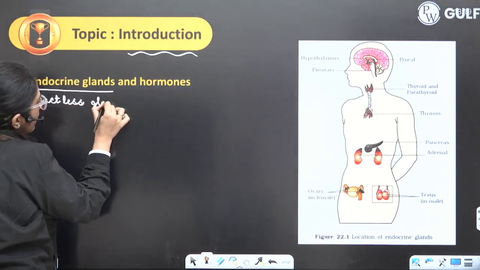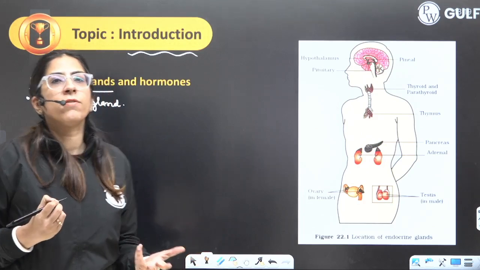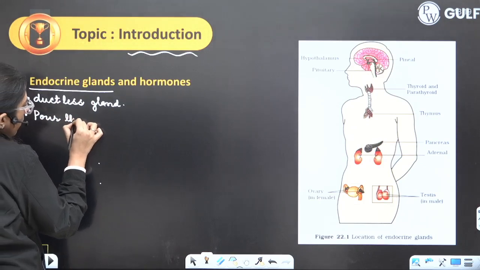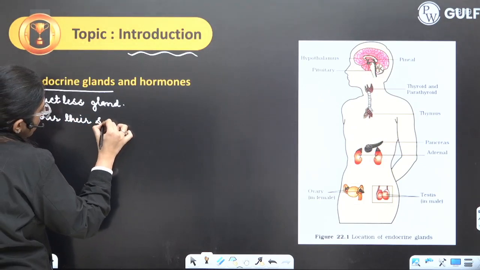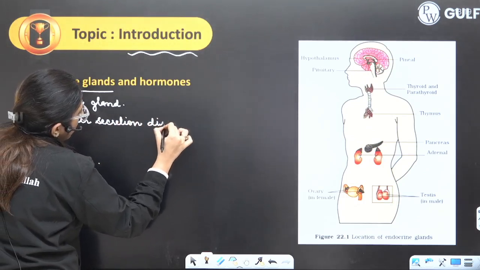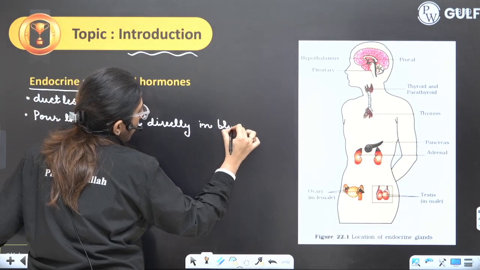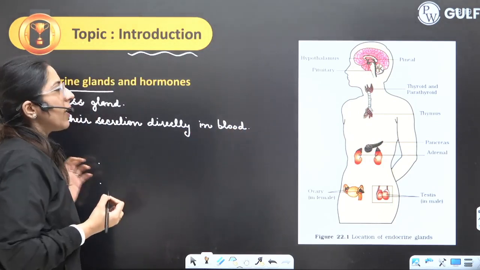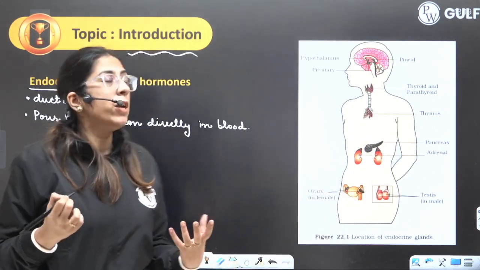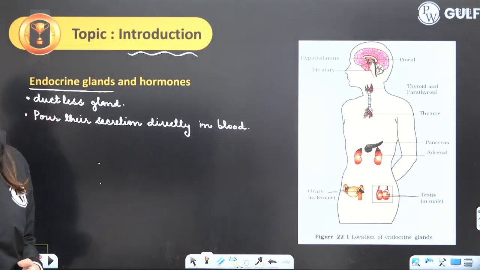Why do we say they are ductless glands? We say that these are ductless glands because they do not have a duct. When they do not have a duct, what will they do? They will pour their secretion directly in blood. So these hormones are synthesized by one gland and they go to some structure and affect its functioning. This is what the endocrine glands are: ductless, do not have their own duct, and they pour their secretion directly into the blood.